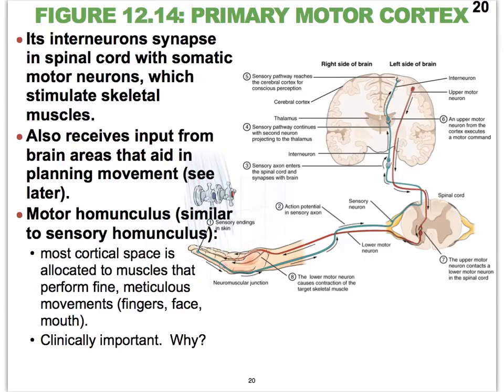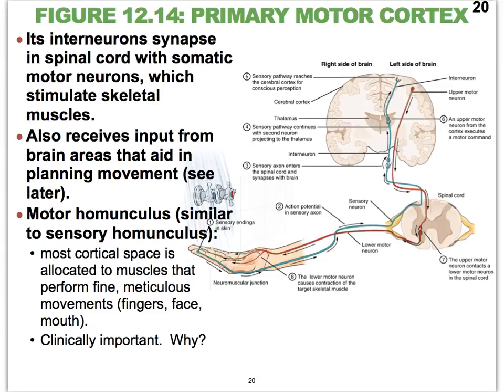So let's revisit this picture one more time. Sensory information from the fingers is going to enter via sensory neurons into the spinal cord, up into the brain. There we have a synapse with an interneuron, another synapse with an interneuron, and the action potentials arrive in the primary somatosensory area of the cortex. And then eventually, action potentials will leave via an interneuron that leaves the primary motor cortex, descends into the spinal cord, where it synapses with the cell body of our somatic motor neuron that then makes our skeletal muscles contract.